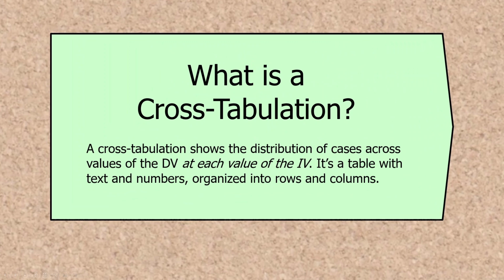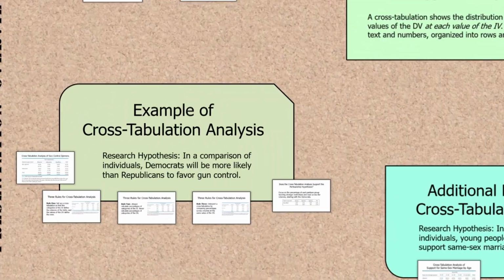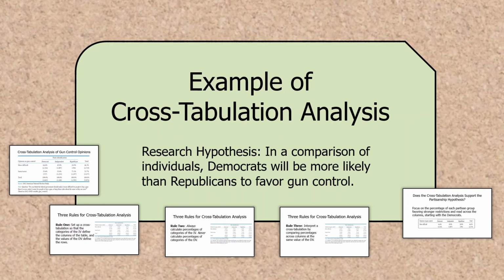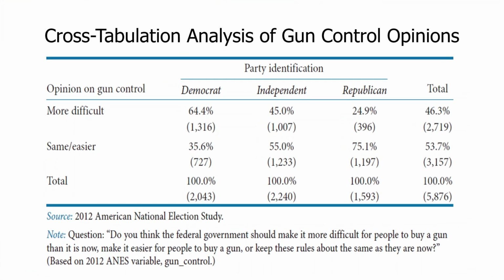A cross-tabulation shows the distribution of cases across the values of the dependent variable at each value of the independent. Recall this hypothesis and then we'll test it. In a comparison of individuals, Democrats will be more likely than Republicans to favor gun control. Here's a cross-tabulation testing the hypothesis. It has been set up according to protocol. Let's have a look at this and then we'll review what we see.